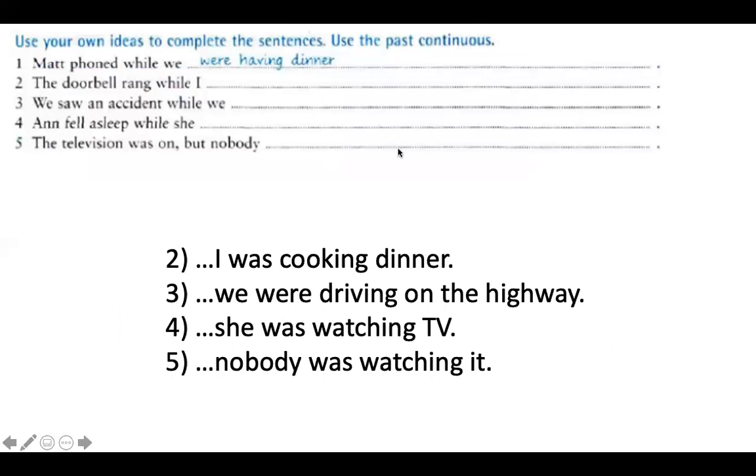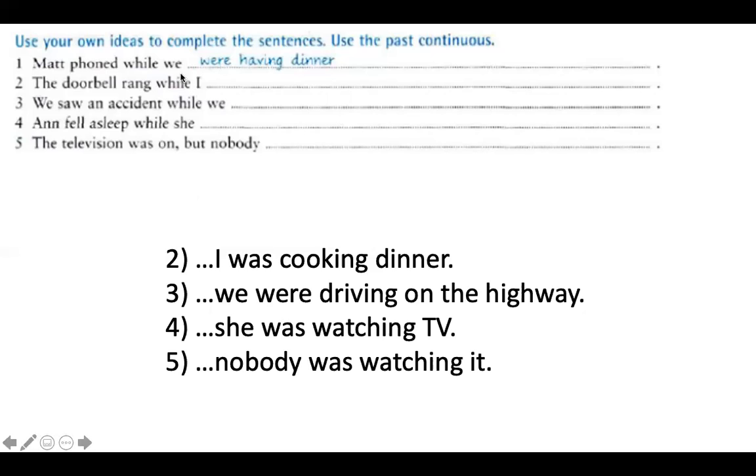Then we have the following. It says, use your own ideas to complete the sentences. Use the past continuous. So, number 1 is example. It says, Matt phoned while we were having dinner. The doorbell rang while I was cooking dinner. 3, we saw an accident while we were driving on the highway. 4, Anne fell asleep while she was watching TV. 5, the television was on, but nobody was watching it.